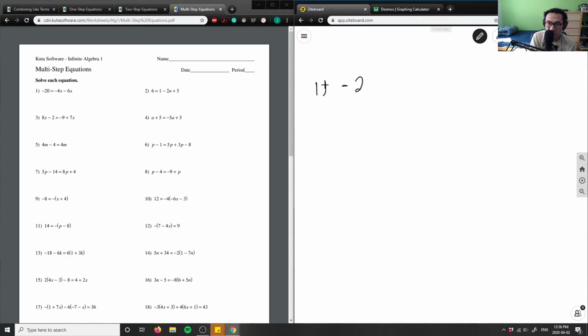This is negative 20 equals negative 4x minus 6x. So how will we attempt this problem? Take a minute and let's see what our first step would be.